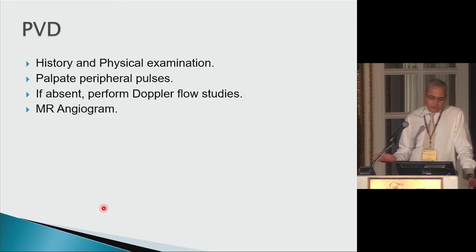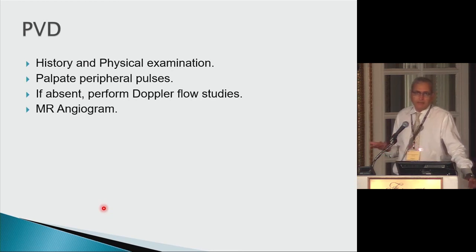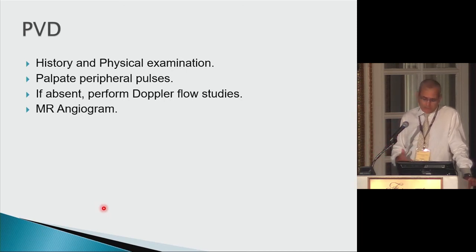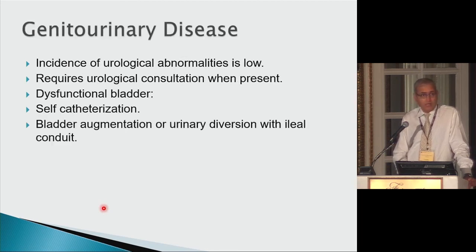So what you do is you do a history and physical, you palpate peripheral pulses, you perform Doppler studies, and you can do an MR angiogram or a CT angiogram. This is a little tricky because many of them will be pre-dialysis, and if you do a CT, you can't use contrast, or you don't want to use contrast, and that doesn't really give you a good idea. It'll tell you about calcification, but it won't give you a good idea about stenosis. You can do an MR, or you can do a vascular ultrasound and Doppler studies to help you.